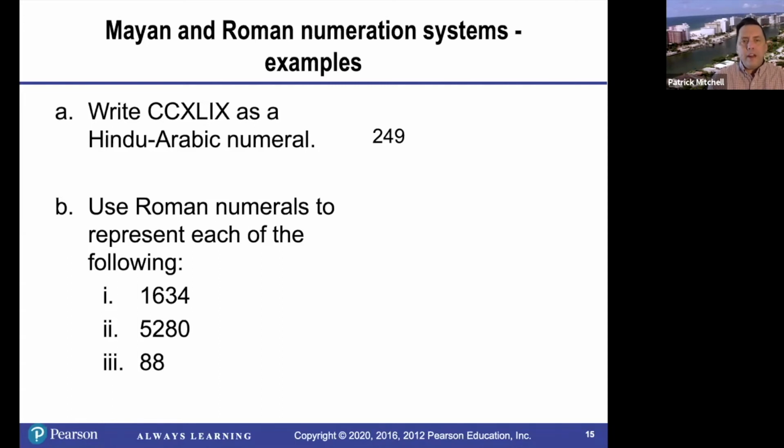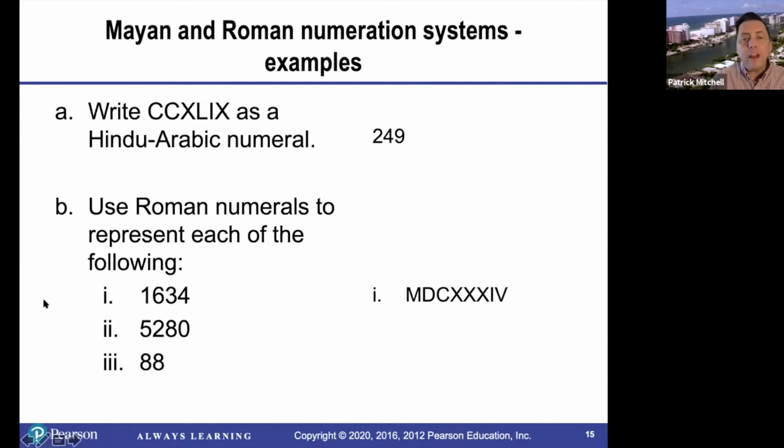All right, and then going the other way, using Roman numerals to represent those numbers, starting with 1,634. 1,000 is M. 600 would be 500 followed by 100, so that would be what? DC. So MDC, and then 30 you just write as XXX, and then 4 would be IV, just like this. MDC, so there's 1,000, 500, 100, then 10, 20, 30, and then IV is 4.